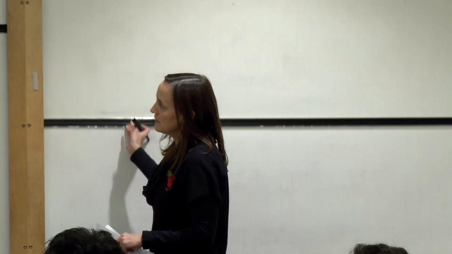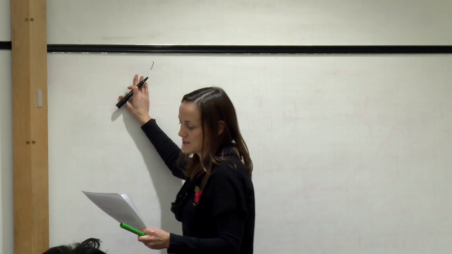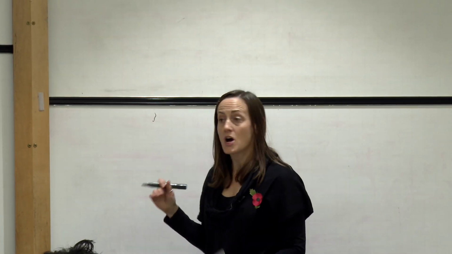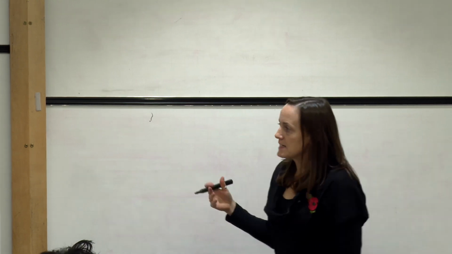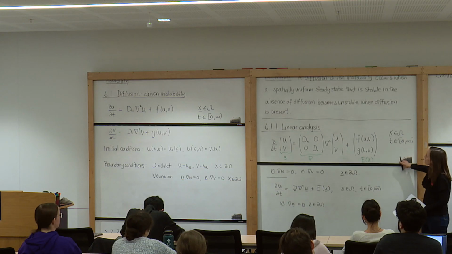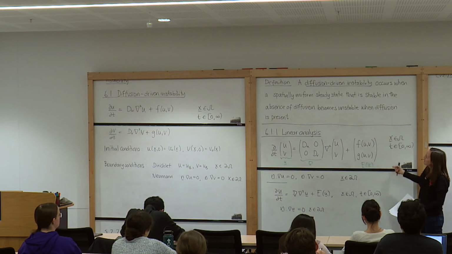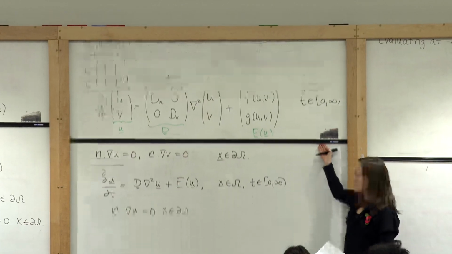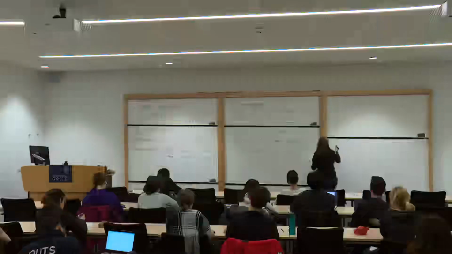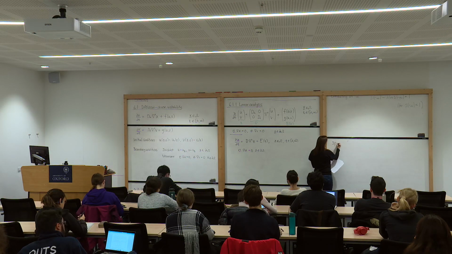When we do linear analysis, the key thing that we normally do is to ask, what happens if I start at a steady state and then make a small perturbation to it? In particular, if I go back to what I've put at the top of the board here, I'm thinking about this spatially uniform steady state, and I want it to be stable without diffusion. So I've got a spatially uniform steady state.